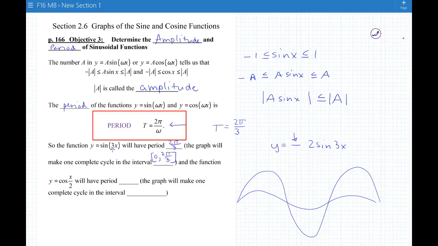And the graph y equals cosine x over 2 will have a period of T equals 2 pi over 1/2, which is 2 pi times 2, or 4 pi. So it'll have a period of 4 pi. So it will make one complete cycle as x goes from 0 to 4 pi. So multiplying by 1/2, which is between 0 and 1, does a horizontal stretch of the graph.